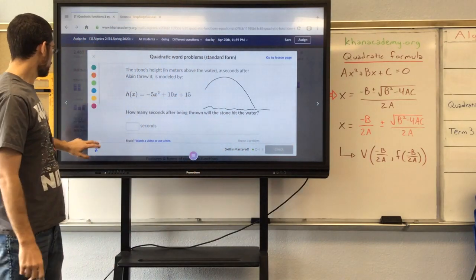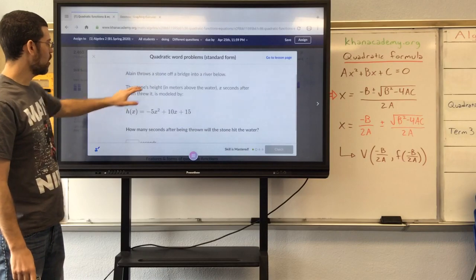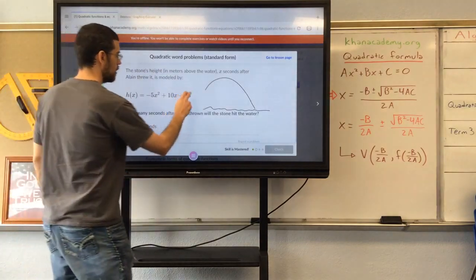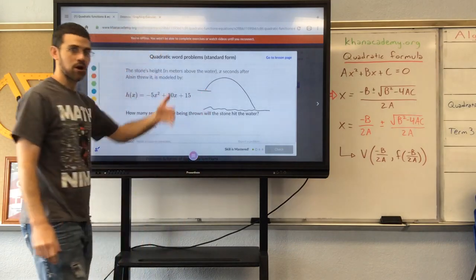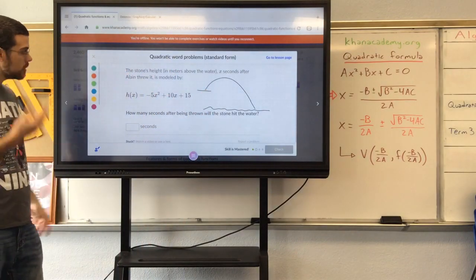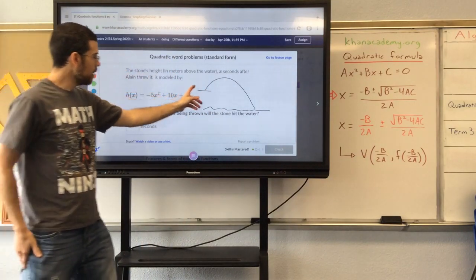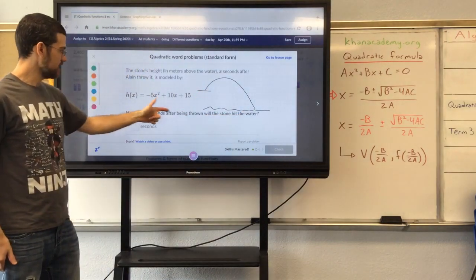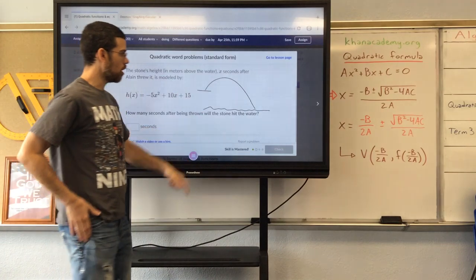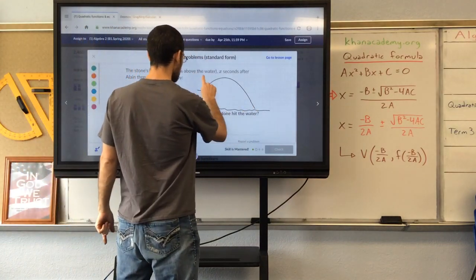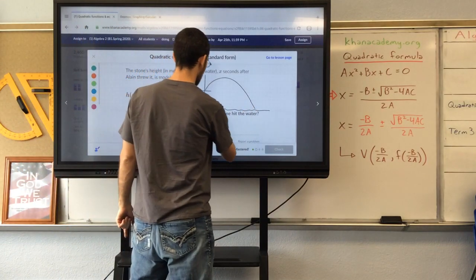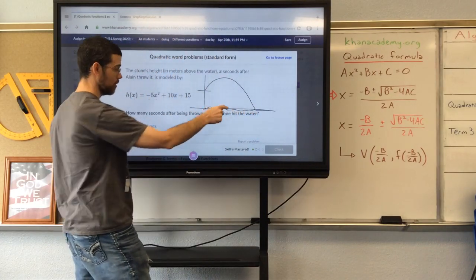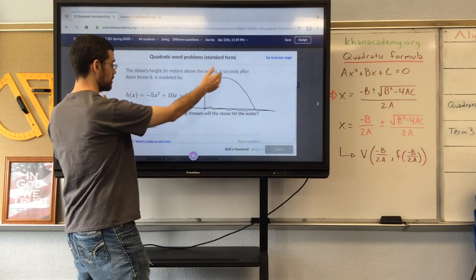She was on a bridge when she started, so we know here's our bridge right here. She's above the water on this bridge. She throws the stone, and some number of seconds later it hits. How many seconds after does it hit the water? They're looking for the x coordinate, not the y coordinate. They want to know seconds.